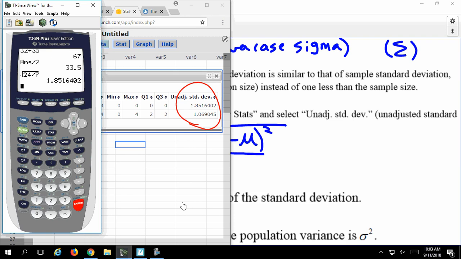So you have to be careful in your homework. If it asks for the population standard deviation, you have to use the unadjusted standard deviation, okay? Or you will not get it correct, and you will get very frustrated, okay? So make sure that you're using the right thing. And it might not say population. It might just say find sigma. And you just have to know that the lowercase sigma means population standard deviation, which means unadjusted standard deviation in StatCrunch.